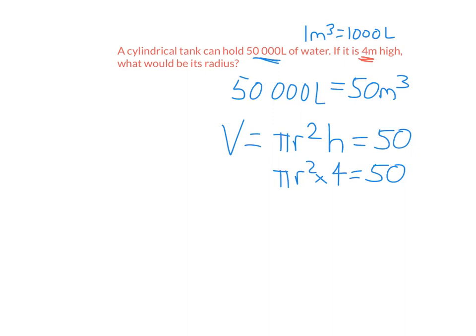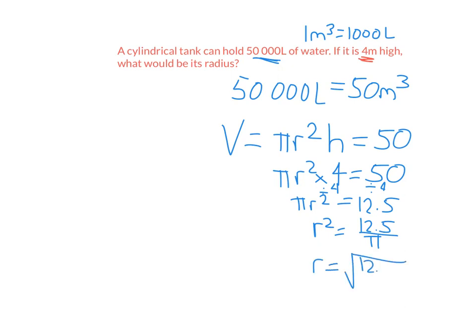So let's find what R is. We need to undo everything that's been done to R. Remember, we undo multiplication before we undo powers. So I'm going to divide each side by 4. 50 divided by 4 is 12.5. To get R squared by itself, I need to divide by pi. And then to get R, I need to square root this. So R will be the square root of 12.5 over pi. If we square root that, we end up getting about 2, I guess to 2 decimal places, it's 1.99 meters.